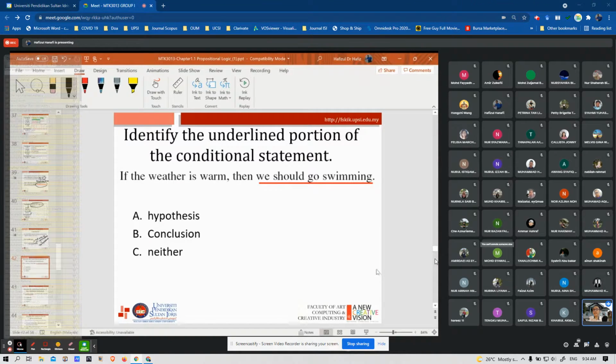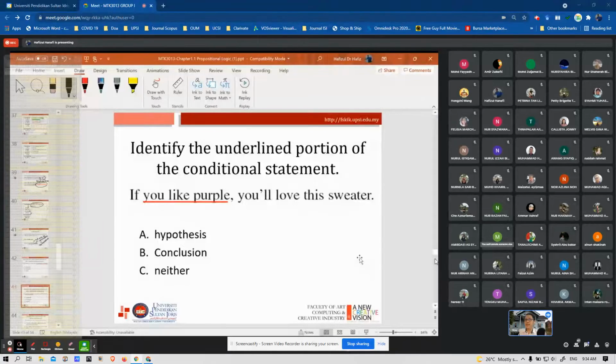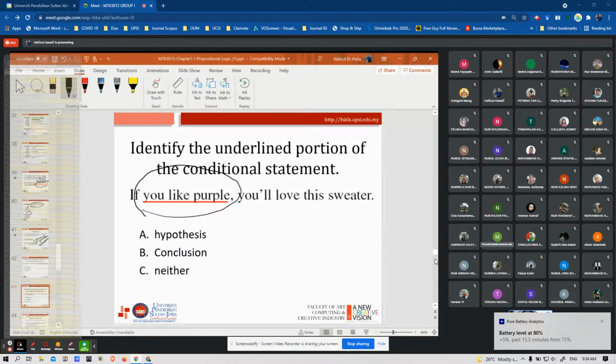If the weather is warm, then we should go swimming. Is it a hypothesis, a conclusion, or neither? You should answer and upload to Padlet. Also the same here: if you like purple, you love this sweater. Is it the hypothesis, the conclusion, or neither? Please justify the underlined conditional statement only.